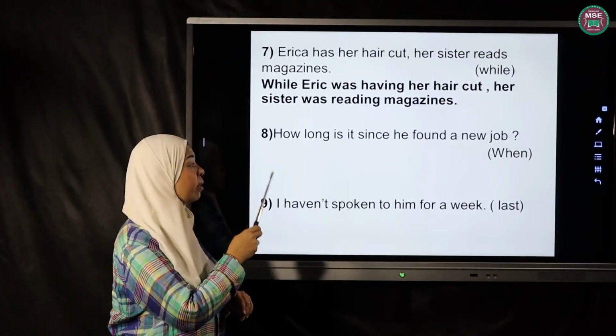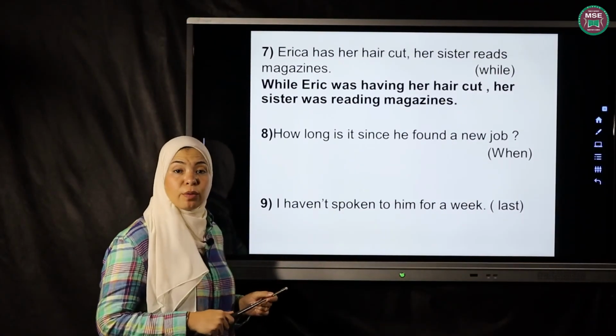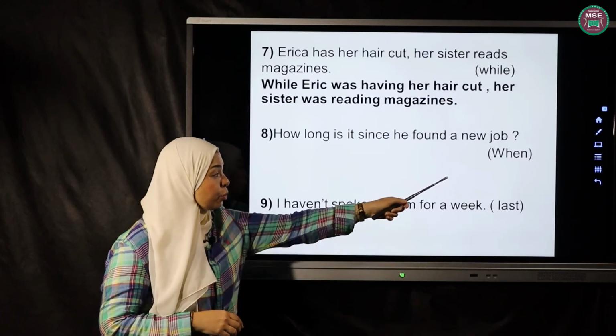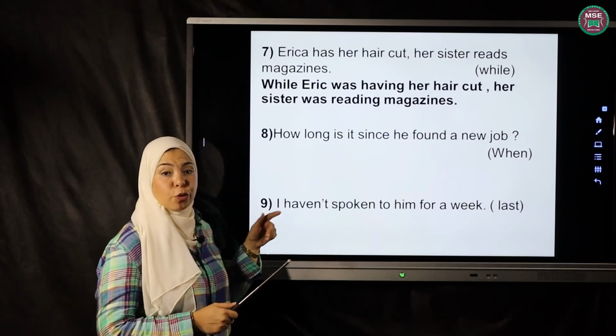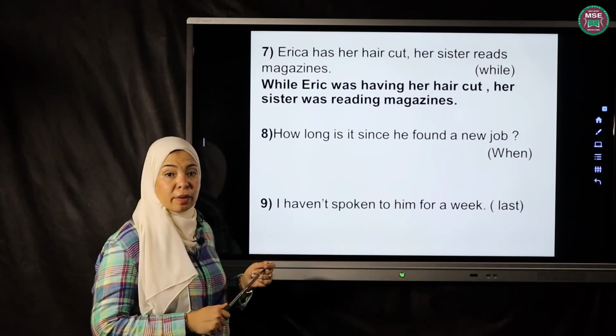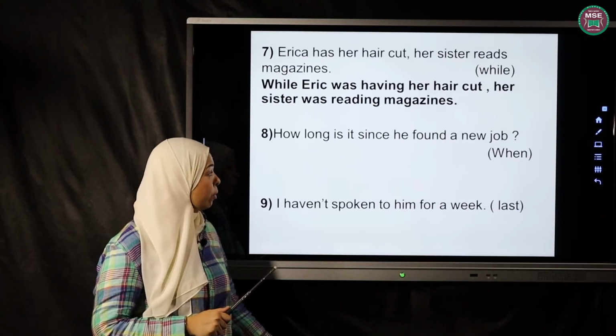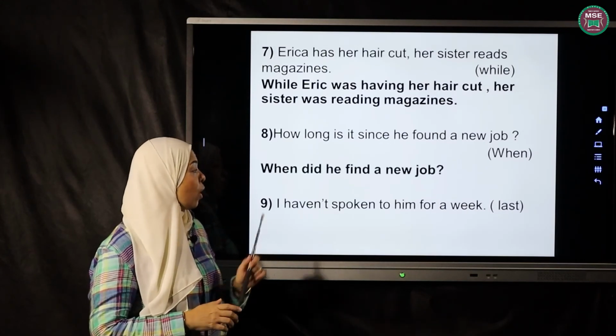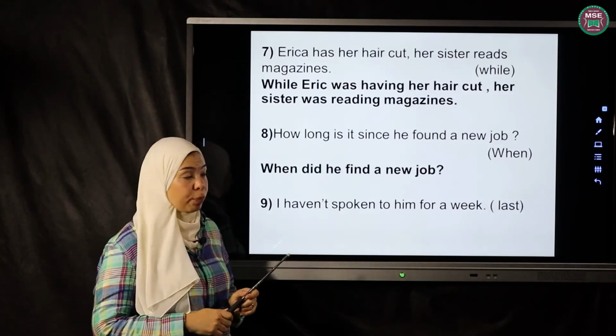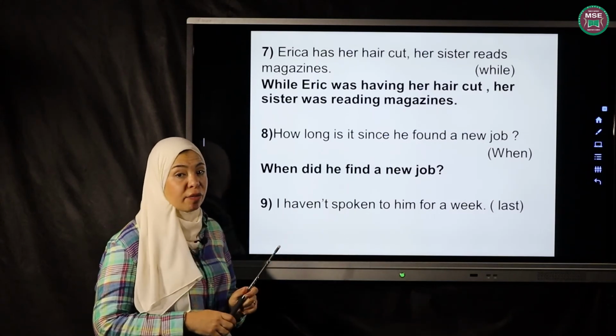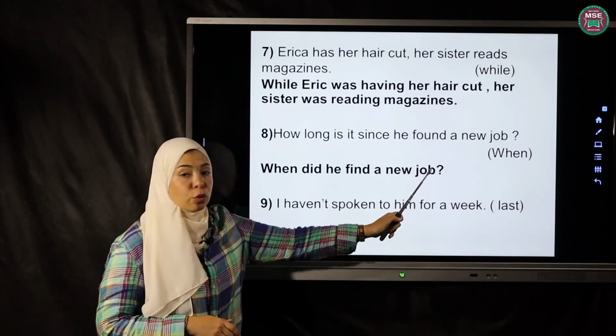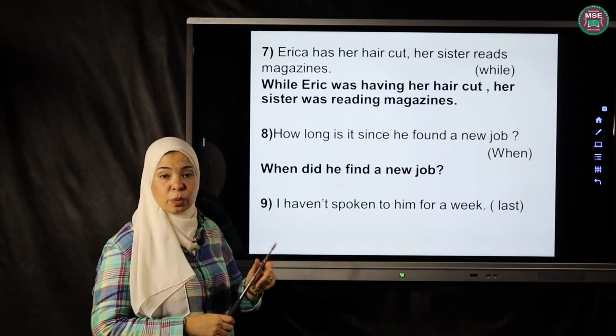Okay, number 8. How long is it since he found a new job? Rewrite using when. It means that I'm going to form another question by using when. Okay, let's see the answer. When did he find a new job? When did plus infinitive. When did he find a new job? And it should also end with a question mark like the previous one.